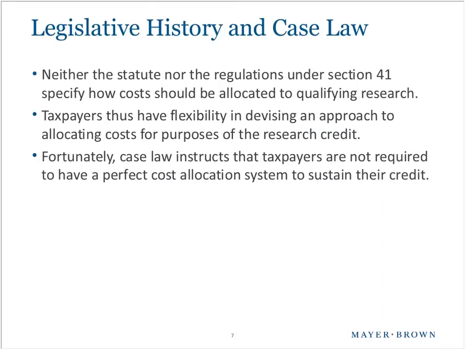And unfortunately, neither the legislative history nor the regulations under Section 41 or any of the case law really provide any clarity regarding how taxpayers should allocate costs to qualifying research. So this leaves taxpayers with a fair amount of flexibility in how they're going to create a system for allocating costs for purposes of calculating their research credit.